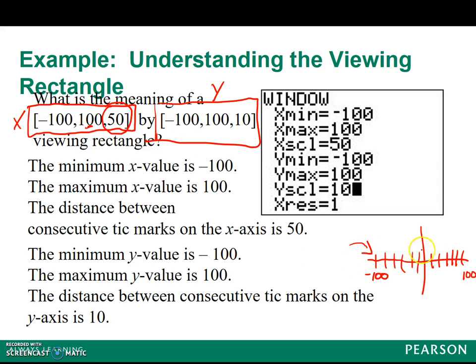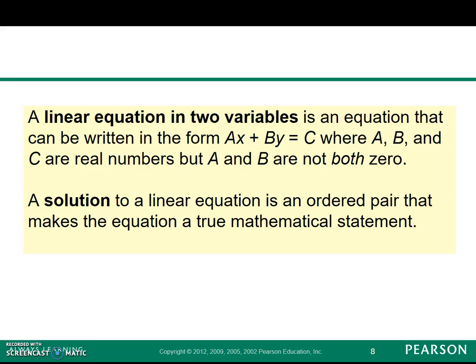Same with the y's. Okay, we have tick marks on the y-axis. The minimum value would be -100, the maximum value would be 100, and then it would go up each time by 10. That's just what that means. So I just want to make you aware of that. It pops up in a question or two.